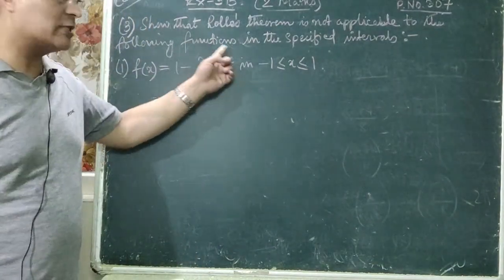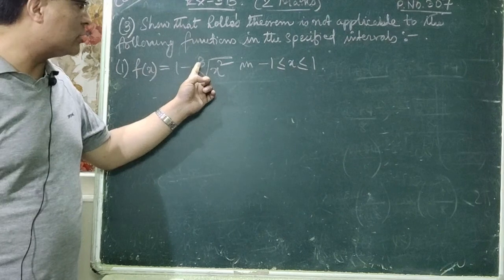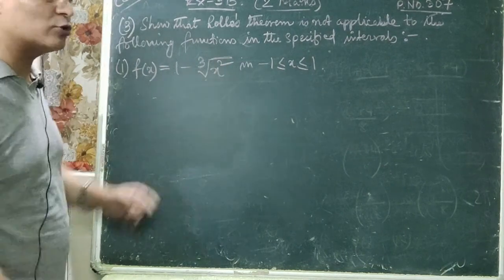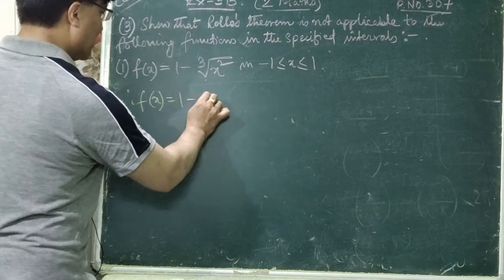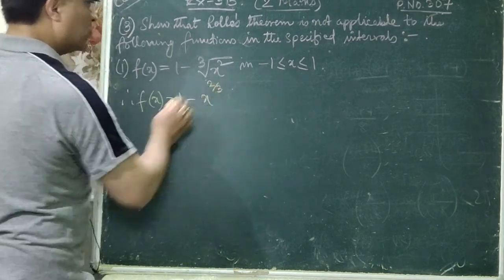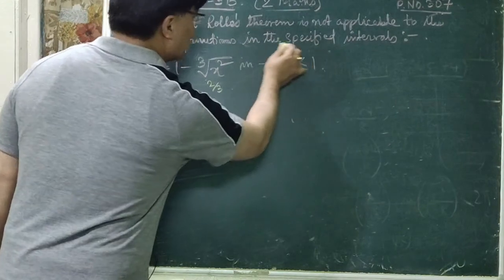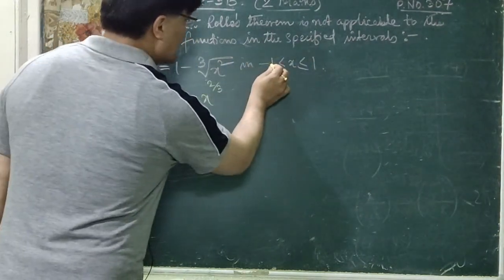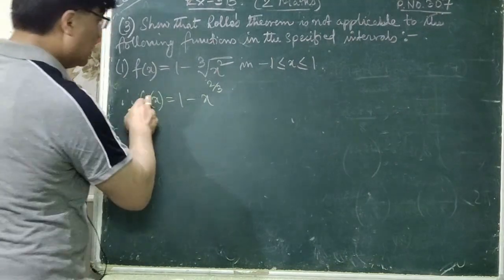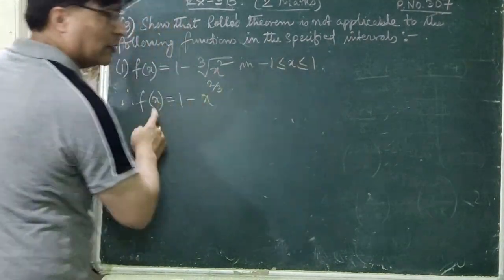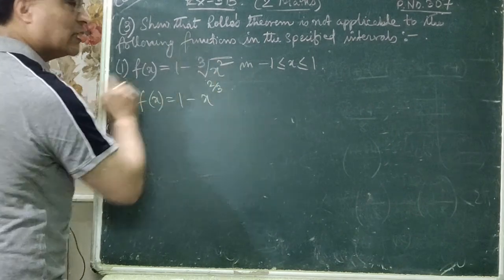So this is an expression in x, isn't it? You know that cube root of x square means x to the power 2 by 3. It means that f of x is equal to 1 minus x to the power 2 by 3. So within this interval, that is minus 1 less than or equal to x less than or equal to 1, this f of x is defined. That means f of x is continuous in the given interval.